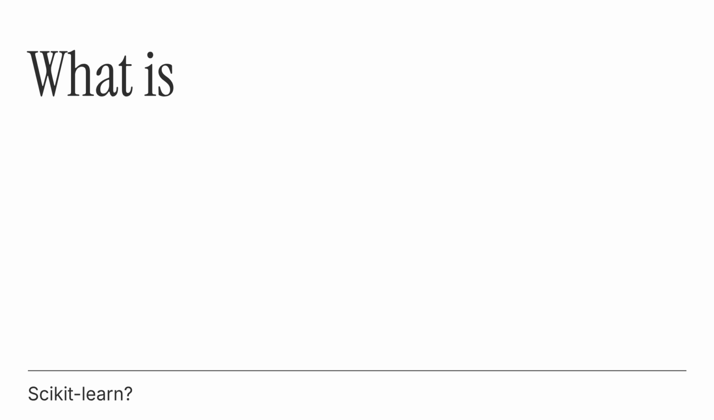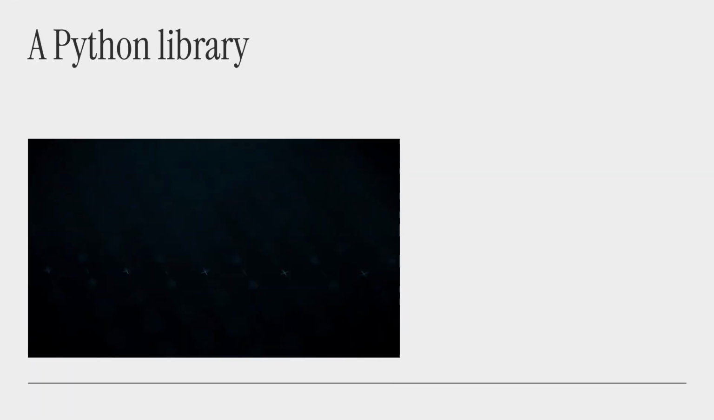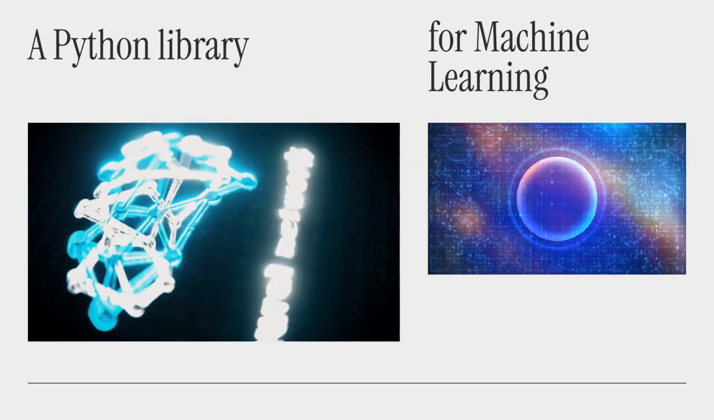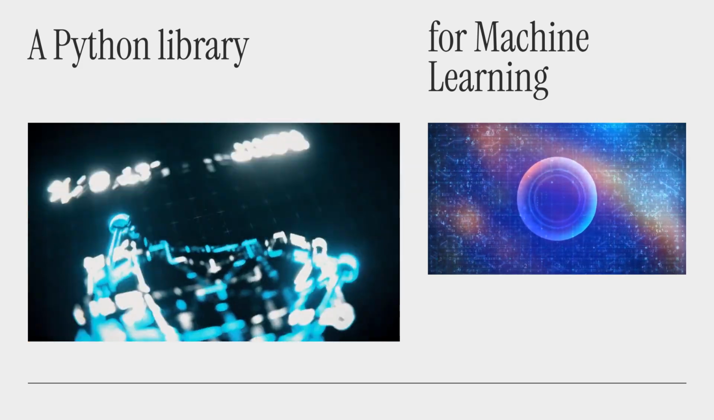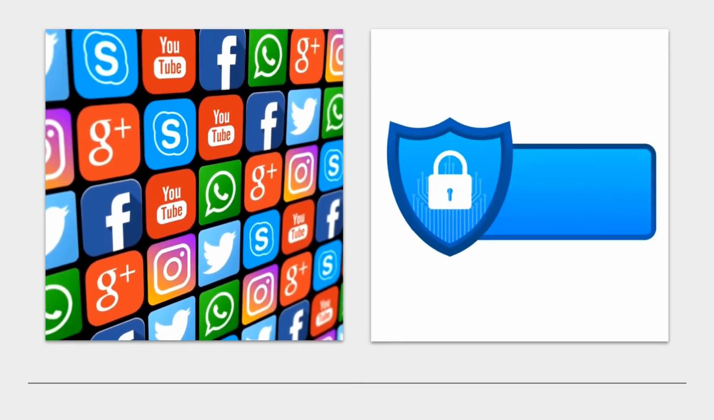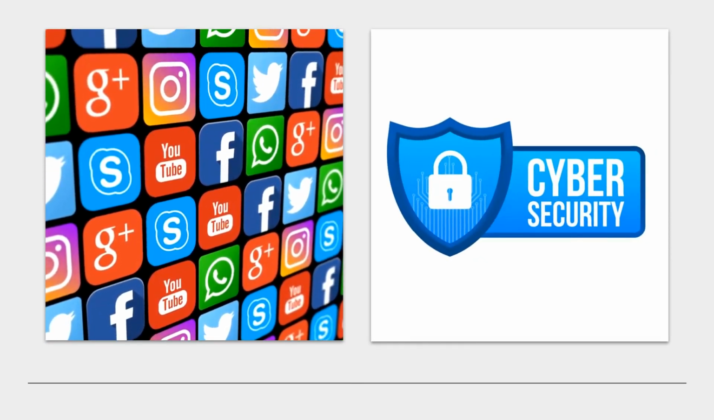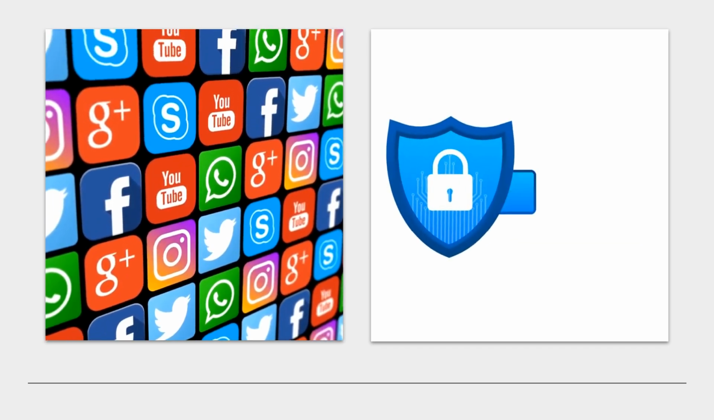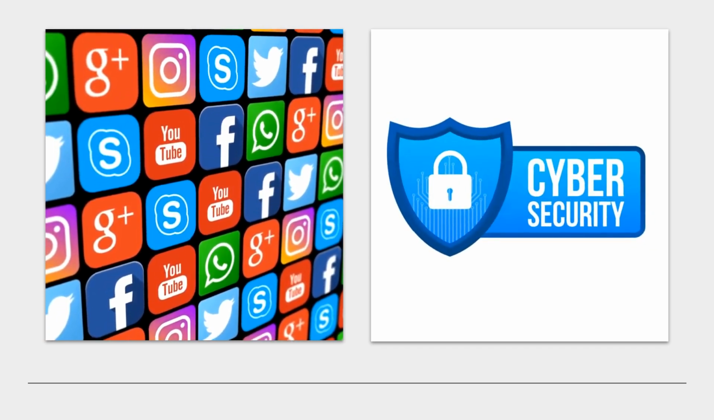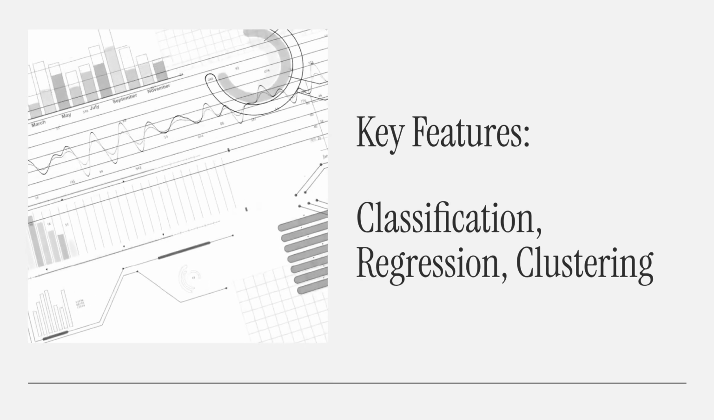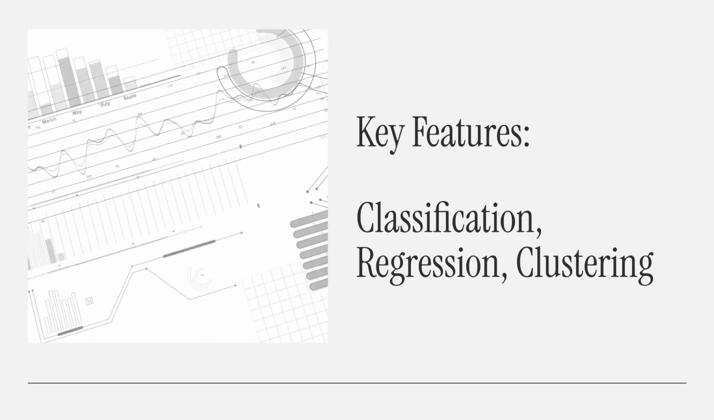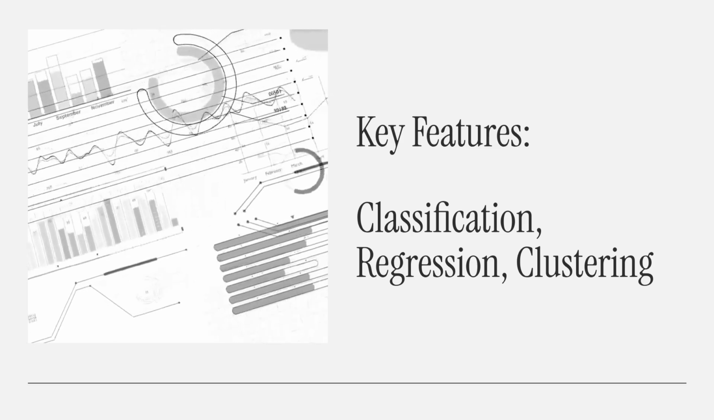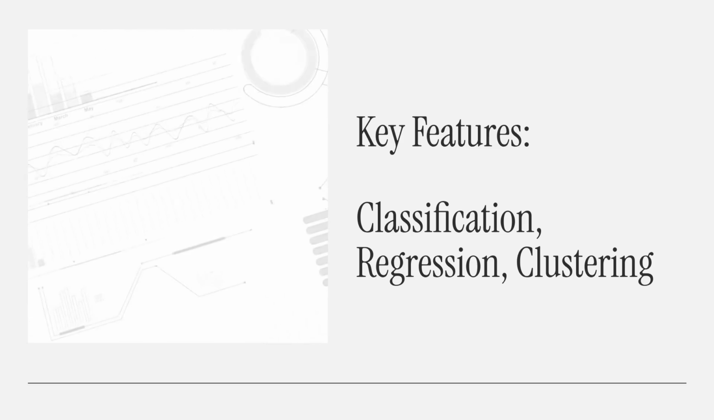What exactly is Scikit-learn? Scikit-learn is an open-source Python library widely used for machine learning tasks. It provides a comprehensive set of algorithms for classification, regression, clustering, and more. It's built upon core Python libraries like NumPy for numerical operations, SciPy for scientific computing, and Matplotlib for data visualization, ensuring high performance and ease of use. Scikit-learn offers key features that cater to various machine learning needs, including powerful algorithms for classification, regression, clustering, and even dimensionality reduction techniques to simplify complex datasets.